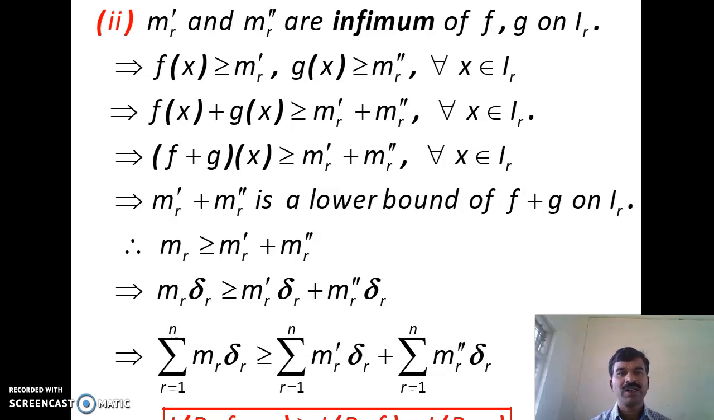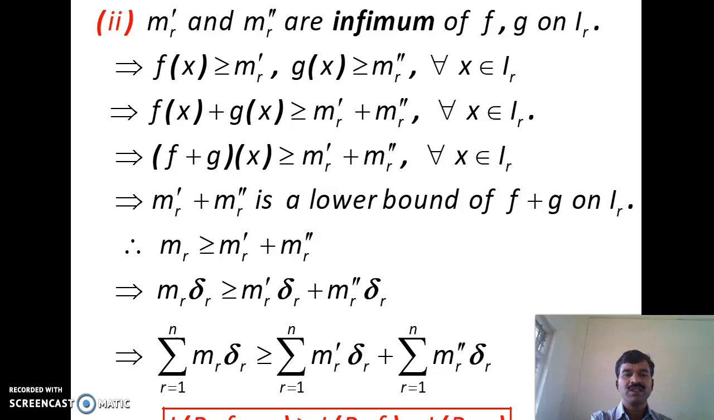And also we have a second relation: m_r' and m_r'' are the infima of f and g on the subinterval I_r, in which f(x) is greater than or equal to m_r', and g(x) is greater than or equal to m_r'' for all x belonging to the subinterval. Then taking the sum, f(x) plus g(x) is greater than or equal to m_r' plus m_r'' for all x in I_r, and m_r' plus m_r'' is a lower bound of f plus g on this subinterval.